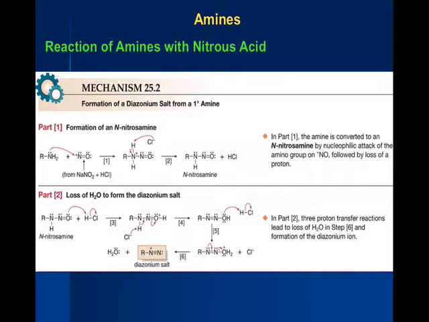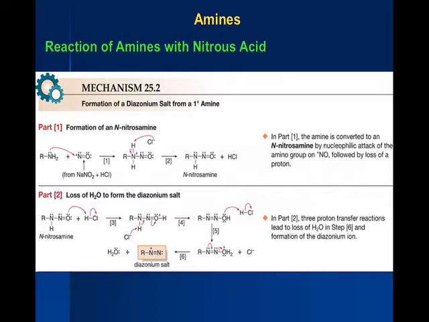But the N-nitrosamines can actually react further. They can react with the HCl, pick up a proton. You now have a situation where the next hydrogen gets eliminated. You end up with this nitrogen-nitrogen double bond. The OH, now that gets protonated again. Now you've got a leaving group and you get the diazonium salt.